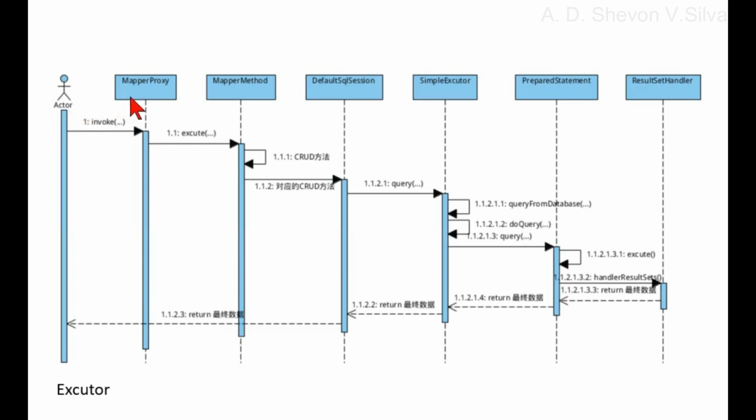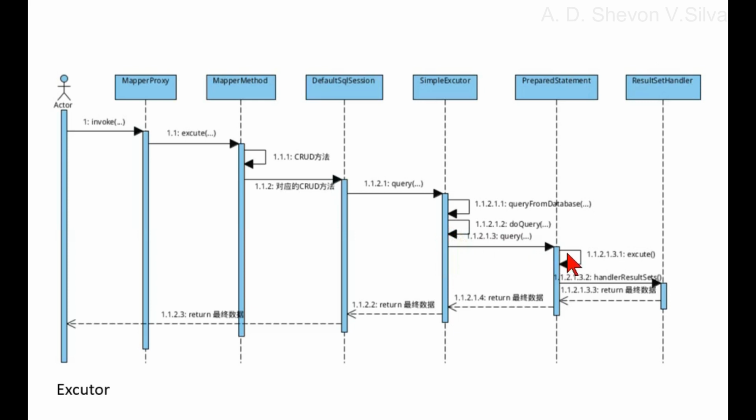Here you can see actor, mapper proxy, mapper method, default SQL session, simple executor, prepared statement, and result set. See here, actor is connected to mapper proxy via invoke. Mapper proxy is connected to mapper method via execute method. Here mapper method is connected to itself via CRUD. Here mapper method is connected to default SQL session. Default SQL session is connected to simple executor via query method. Here simple executor is connected to itself via query from database, and to itself via doQuery. And here simple executor is connected to prepared statement via query.